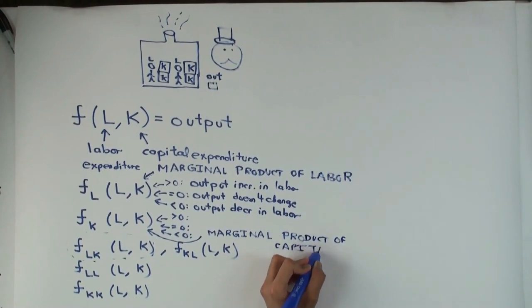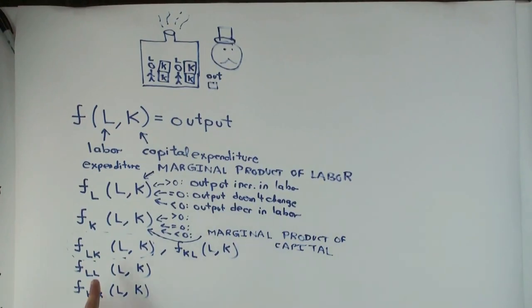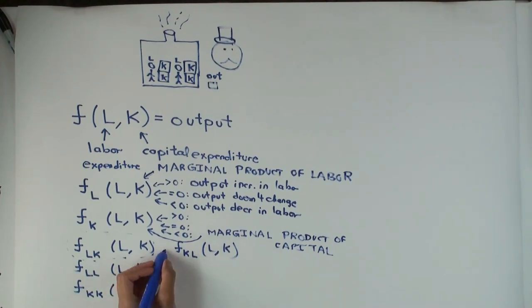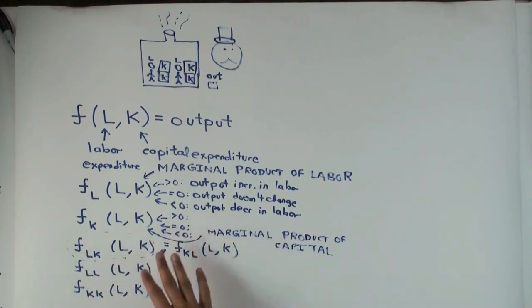Okay, what does a mixed partial tell you then? Mixed partial, as you said, tells you how the marginal product of labor changes with a slight change in capital. What does this mixed partial tell you? How the marginal product of capital changes as labor changes. Now, what does that result called Clairaut's theorem tell you? It tells you that these two numbers are equal under some continuity assumptions.